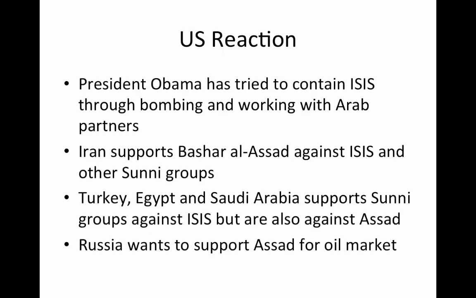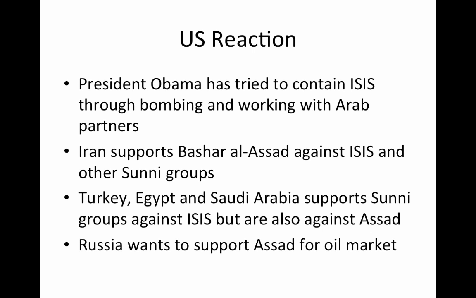So what has been the U.S. reaction? Well, the U.S. reaction has been very confused. And to a certain extent, you can kind of understand why. The different groups that are involved right now within the Middle East make this an incredibly complicated position. In some cases, our allies are also our enemies. President Obama has tried to contain ISIS through a combination of regular bombing of ISIS within their capital, Raqqa, and also working with Arab partners. And to some extent, this has worked. ISIS in the last year has lost 25% of its territory.